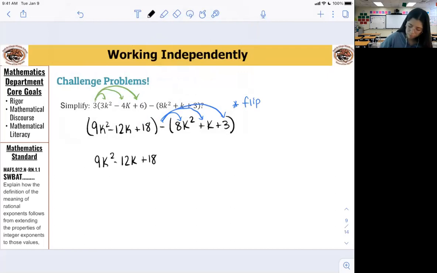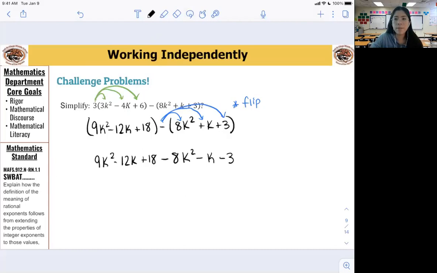Negative 8k squared, negative 1k, just k, and then negative 3. Beautiful. Okay, we're almost there.